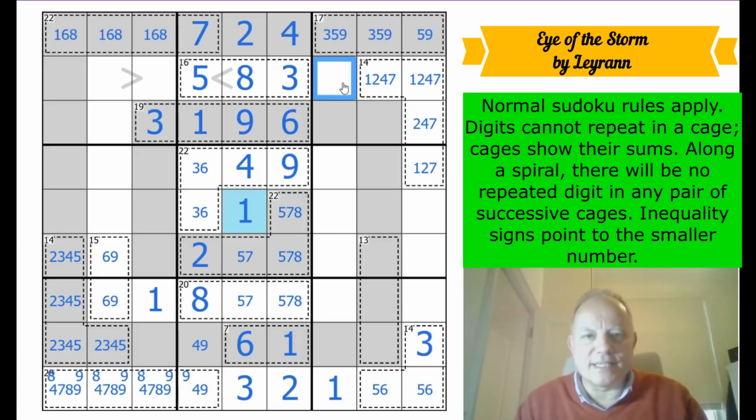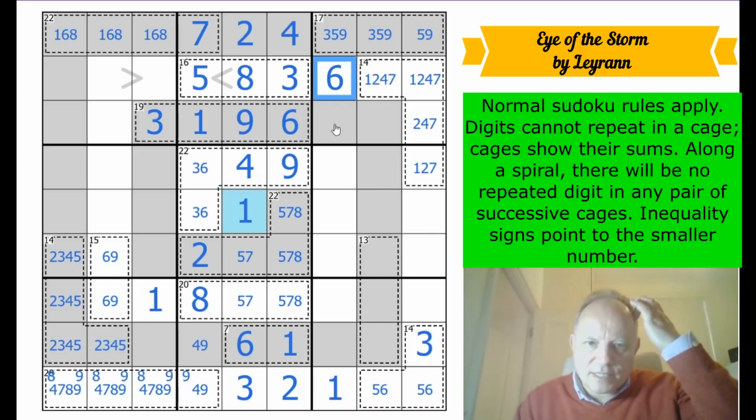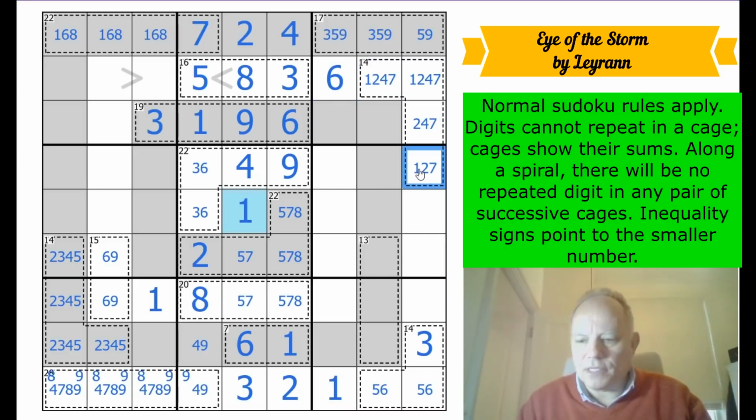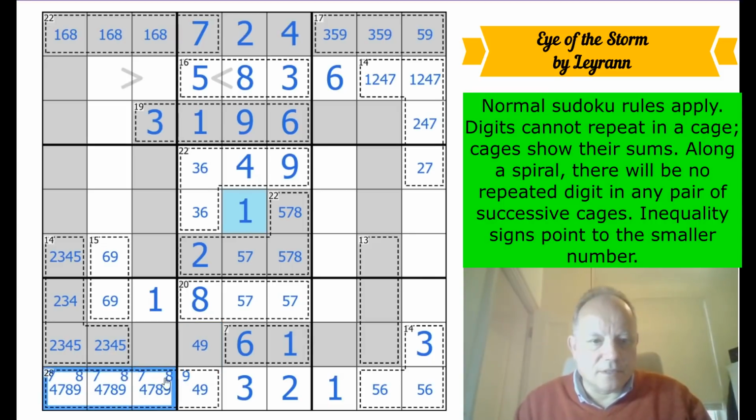3, 5, 9, 6 in this box must be here. 5, 8, 3, 3, 5, 9, 6. 1 has to be in one of those two cells, so it's not there. 6, 1, 3. That's not an 8. That's a 5, 7 pair. So that's not 5. 7 and 8 are definitely in these two cells. Oh, which doesn't do anything for that. Well, that can't be a 1. 1, 6, 5, 8, 3, 6.